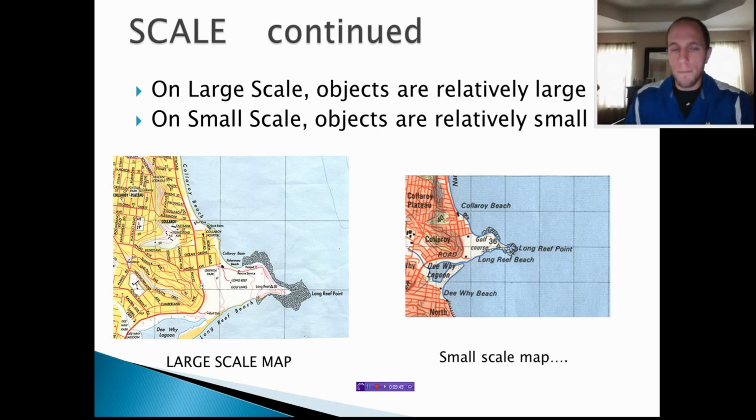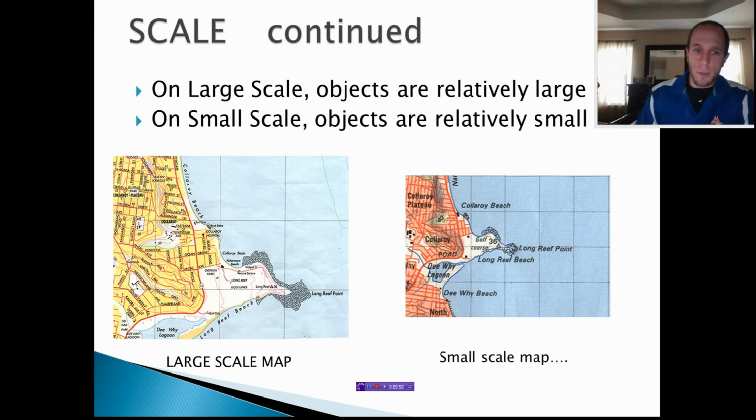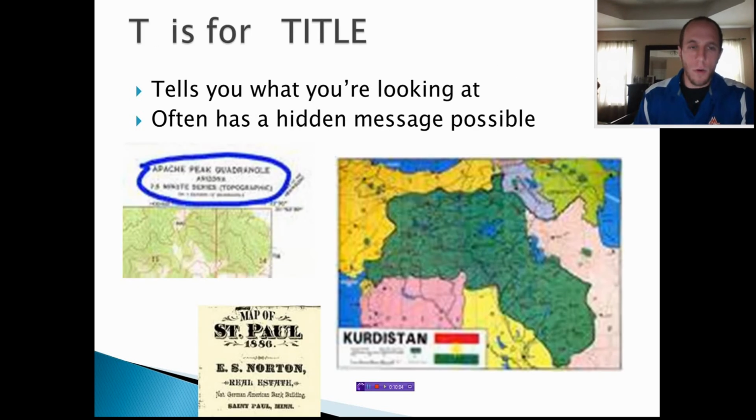Right? Scale continued. On large scale maps, objects are relatively large. On a small scale, they're relatively small. I just told you all that, and this map basically recaps what the last slide went over. So we're going to move on. T is for title. The title tells you what you're looking at. If you're looking at a map of South Carolina, the title should be the map of South Carolina.